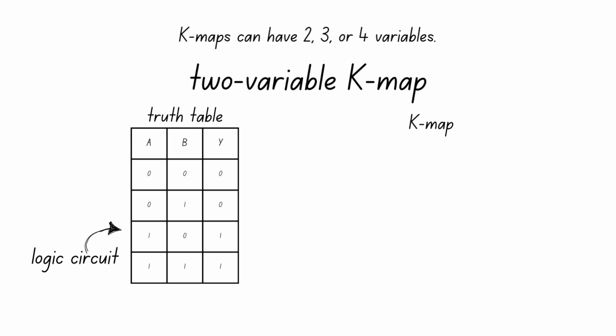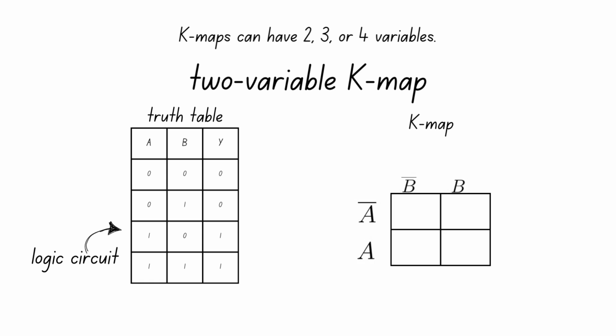The first step is to draw a 2x2 table, and then label each row and column with the variables from the truth table as shown here. A letter with a bar on top represents a 0 for that letter, while a letter without a bar is a 1. Now we are going to fill in the values of y from the truth table into the K-map, and this is done as follows.